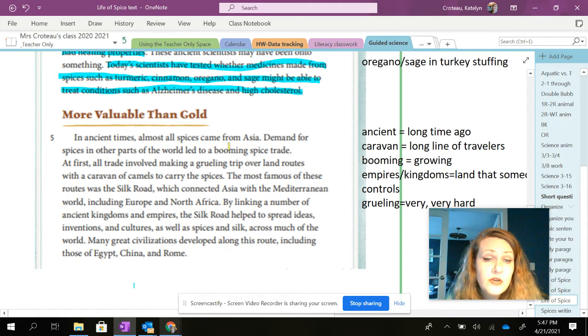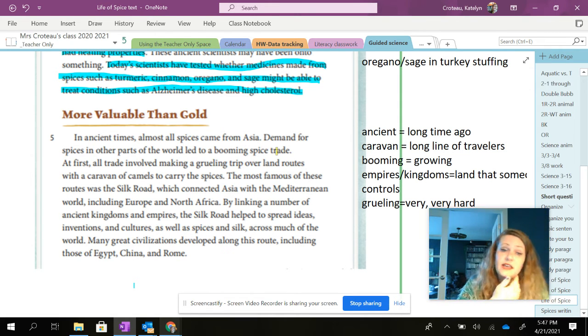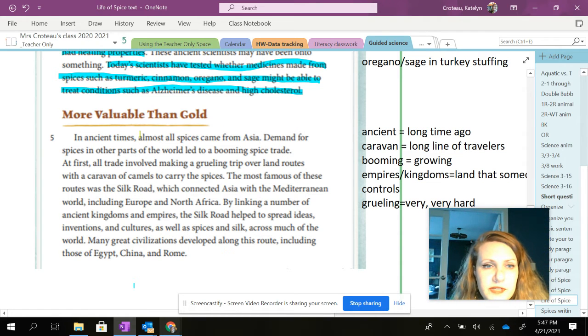In ancient times, almost all spices came from Asia. Demand for spices in other parts of the world led to a booming spice trade. I hear that word, trade. I think actually it could be good to say something about this because they're saying almost all spices came from Asia. So that's kind of an interesting fact about trade and business, and that other parts of the world were the ones who were really demanding it.